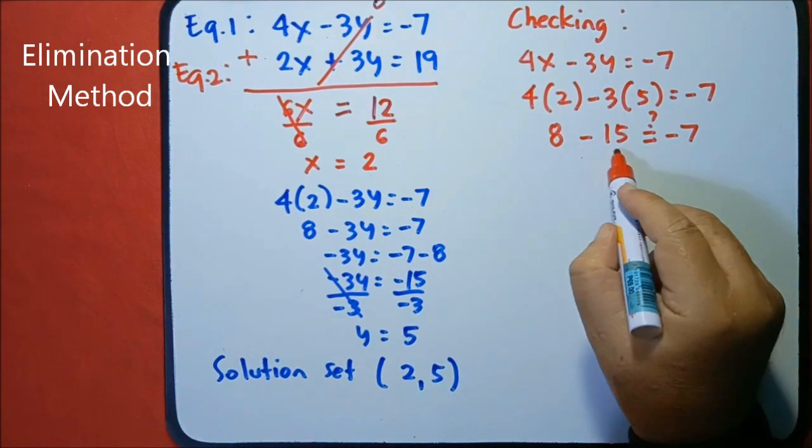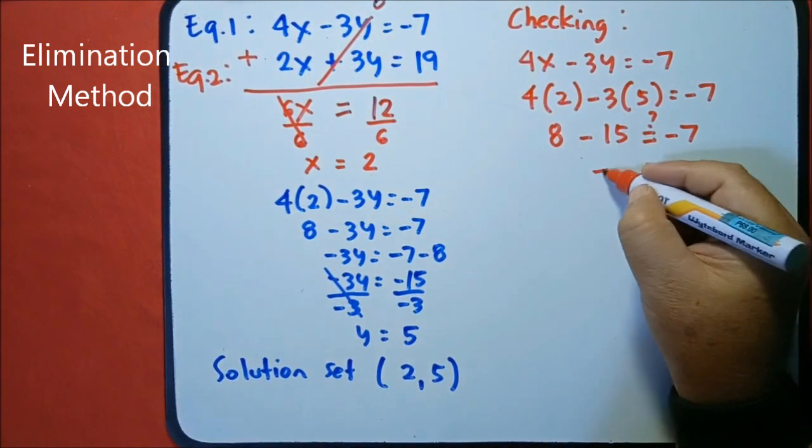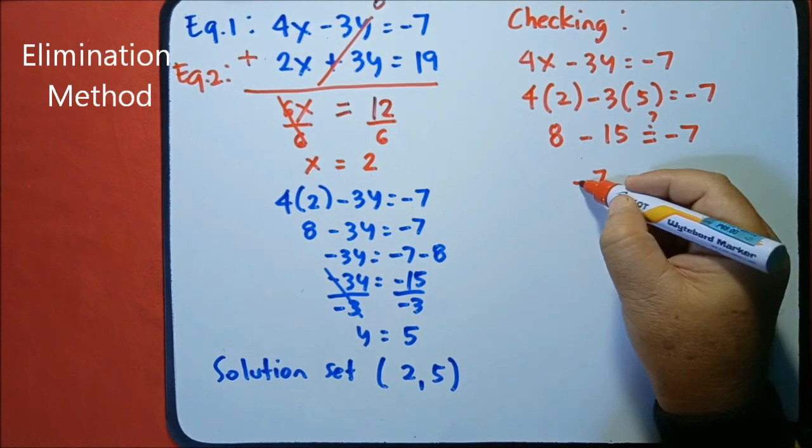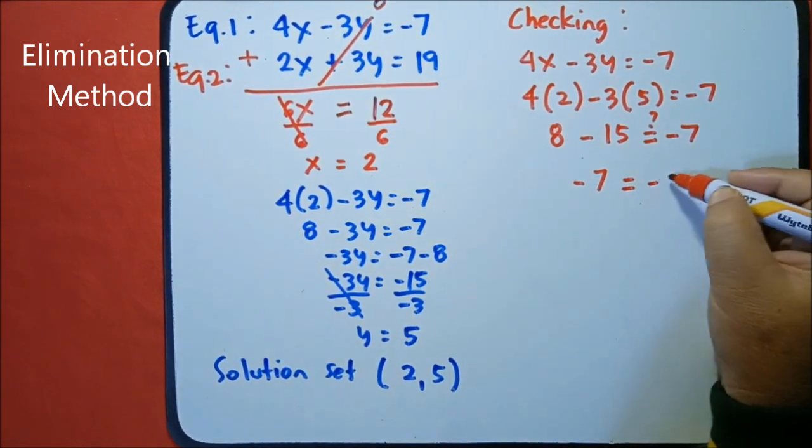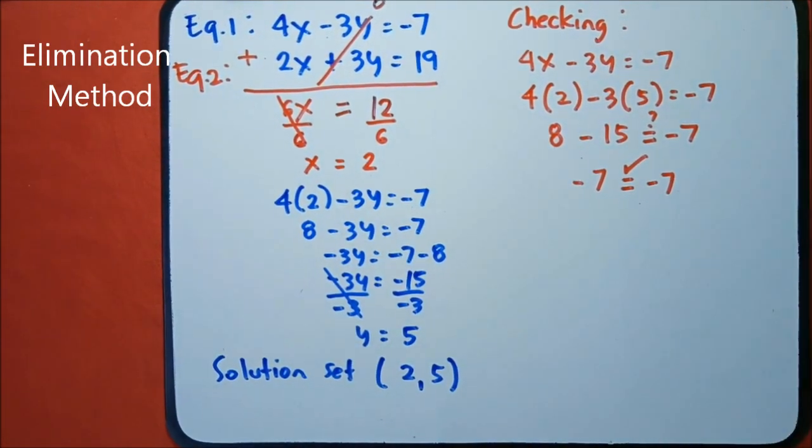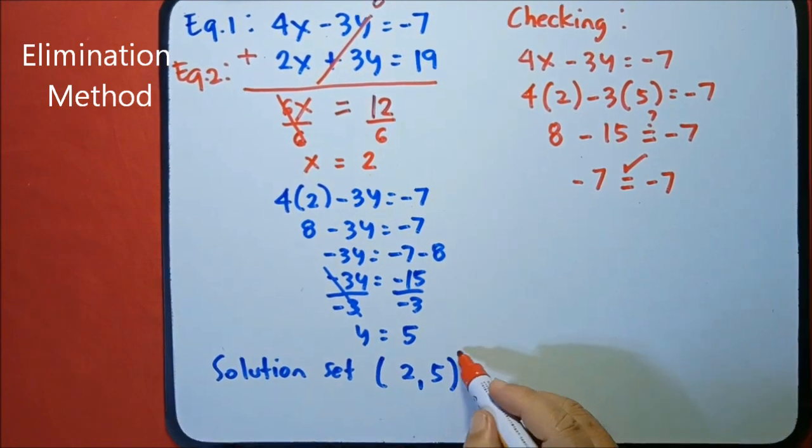Tingnan natin. Different sign, subtract. 15 minus 8 is 7. Follow the sign of the greater number, negative 7. So, negative 7 is the same as negative 7. So, check. Your solution set is correct.